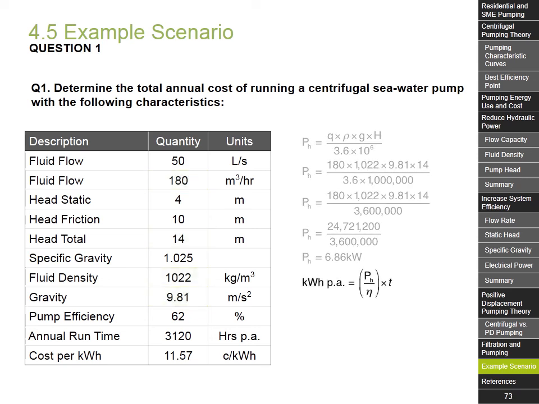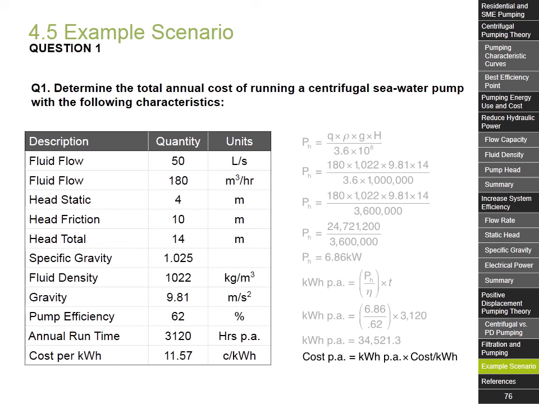Now we'll account for the efficiency and the time of use in order to calculate the true kilowatt hour usage of the pump per annum. We now know the hydraulic power is 6.86 kilowatts, the pump efficiency is 62%, and the time of use is 3,120 hours per year. The total true use of the pump each year is 34,521.3 kilowatt hours per annum.